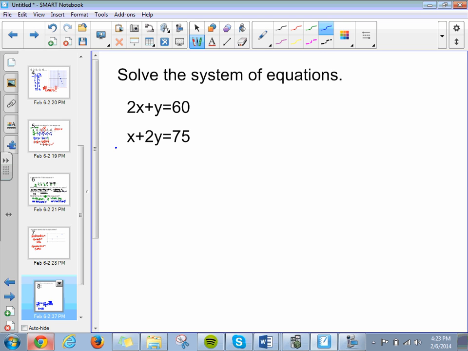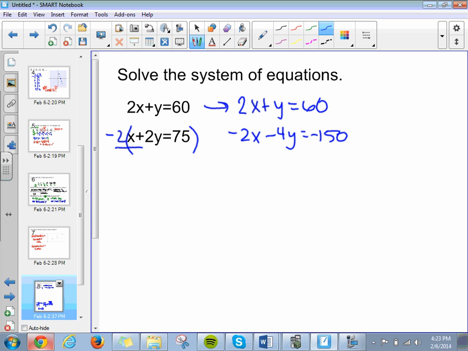So when we're wanting to eliminate, I'm going to want to eliminate one of my variables. I think what I'm going to do is choose to make my x's go away first. So if this is a positive 2, I know eventually I want a negative 2. So I'm going to multiply that entire bottom equation by negative 2. So my first equation stays the same as 2x plus y is equal to 60. And then on the bottom, I'll have negative 2x minus 4y is equal to negative 150.